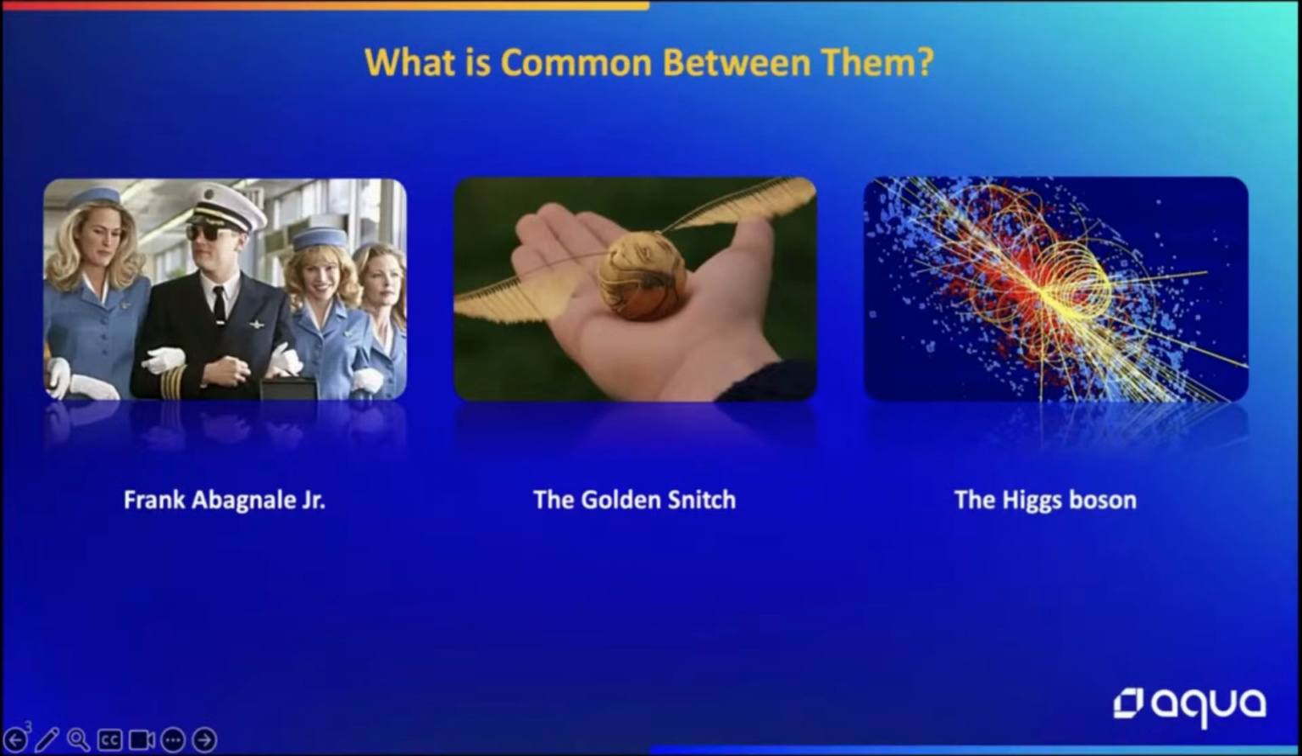Oh, wow. That last one was really technical. I think I now get it. The common theme around them is probably that they were all hard to catch. Exactly, you're right. All these persons and particles were really hard to catch. And the same way, modern threats that are targeting container environments today are also really hard to catch.